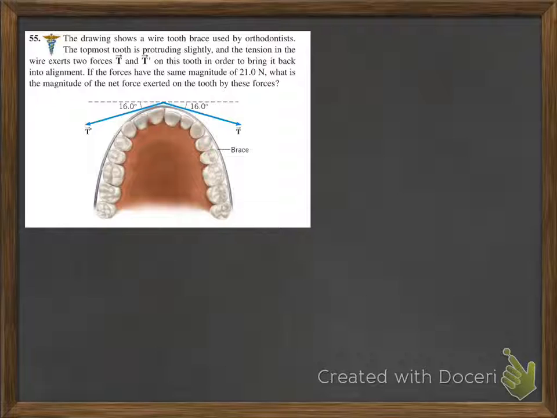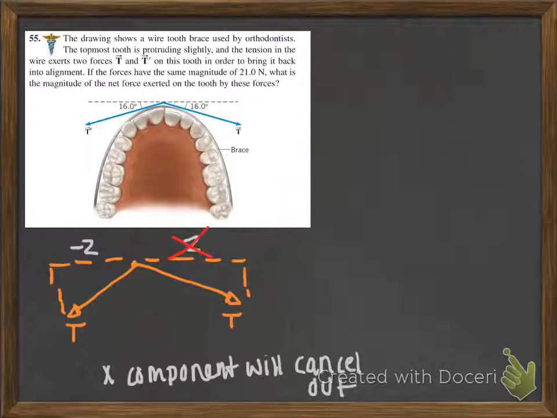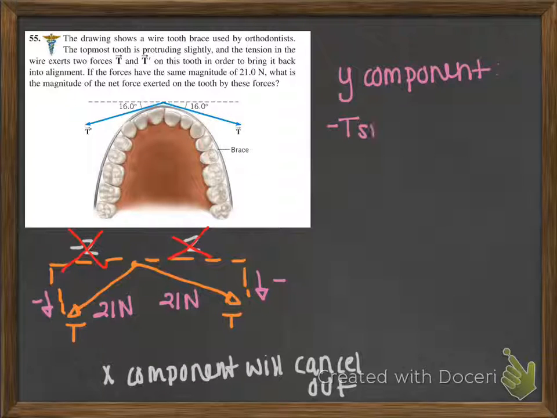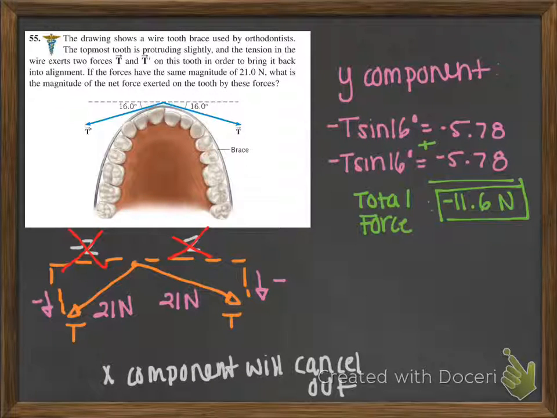So here I drew the free body diagram, so the 2 tensions are being shown, with their x and y components, and again their x components will cancel out, therefore they're not important. But we can find the y components, so we just do negative T sine of 16 degrees for both, which is negative 5.78, and to find the total net force, you just add these y components together, which will give you negative 11.6 newtons.